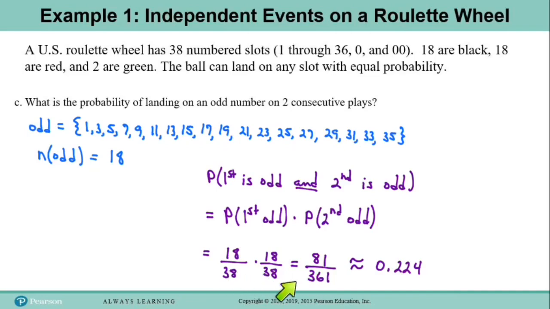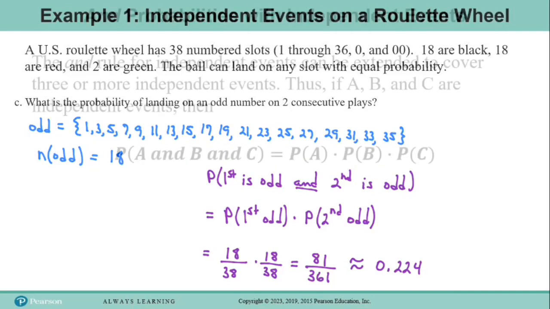So these are the same results we saw on the first part where we were asked to find the probability that we got a red, and that's not surprising because there were 18 red slots and there are 18 of these odd slots as well. So of course the probabilities are equal.